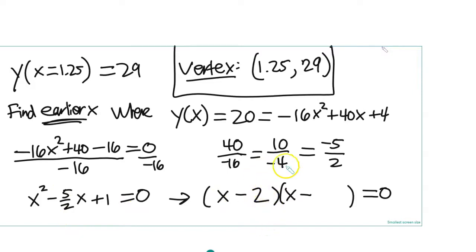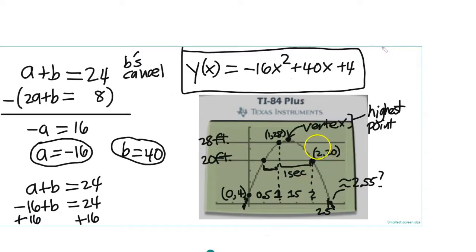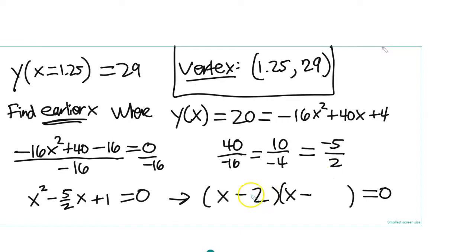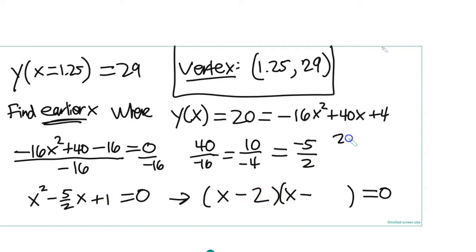Now listen to me. One of them we know will be 2. Why is that? Because if you look back here, we know that at 20, for the height, one of the times must be 2. Do you agree with that? Mm-hmm. It must be. So that's why we get a 2 there. Negative 2 times some number, and by the way, the number is negative, n is less than 0, gives 1.